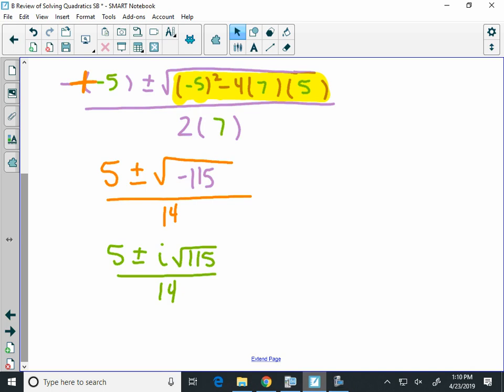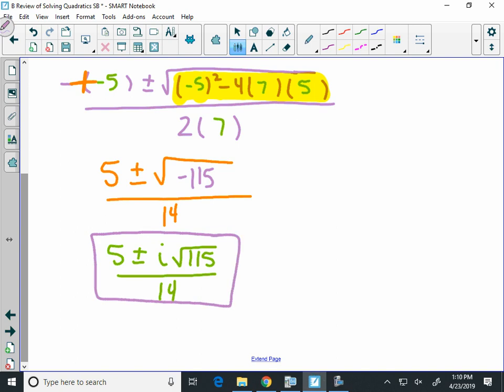So that's it. That's all we can do. We took out our i. We can't simplify radical 115 anymore. We can't divide anything. Nothing in our fraction can simplify. So we are done. There's that answer. If you notice, we got i in our answer, which means it's an imaginary solution, meaning this quadratic does not touch the x-axis. It's imaginary.